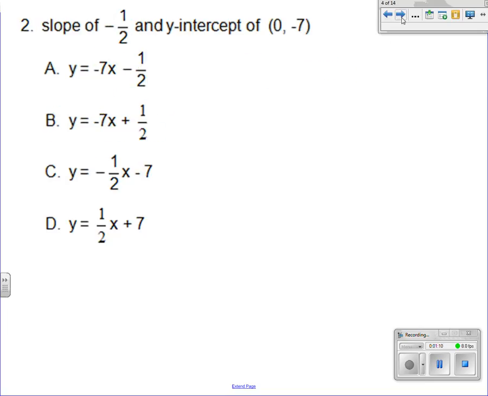Problem 2, it's given us a slope of -1/2. So our m is -1/2, and our b is -7. It's our point, it's a y-intercept. So our equation where m is -1/2 and our y-intercept is -7 is C.